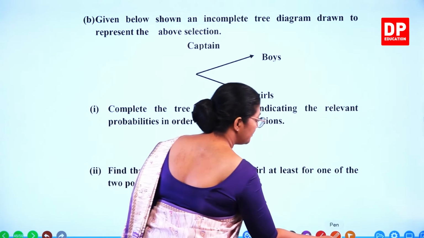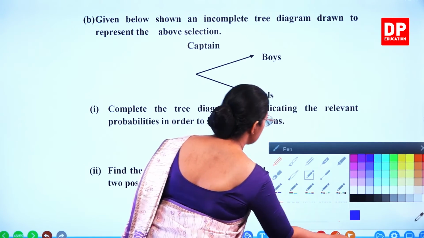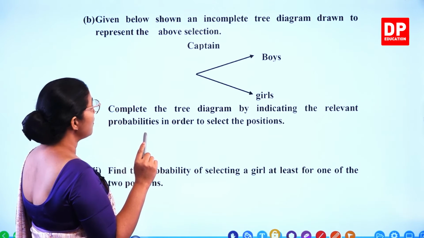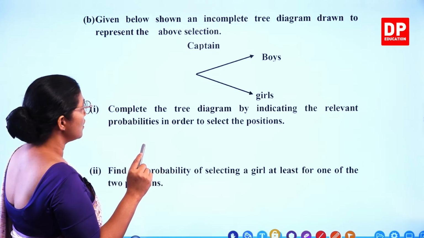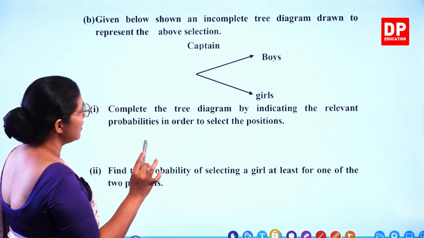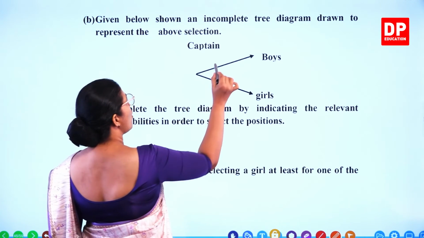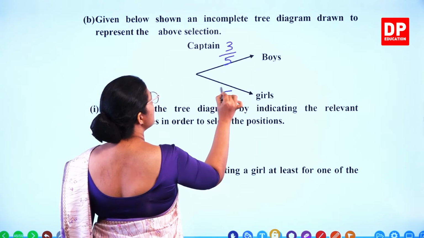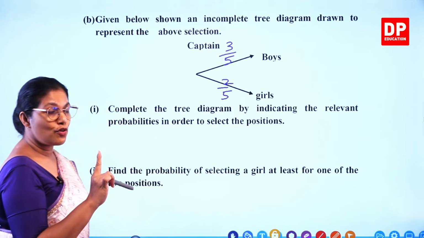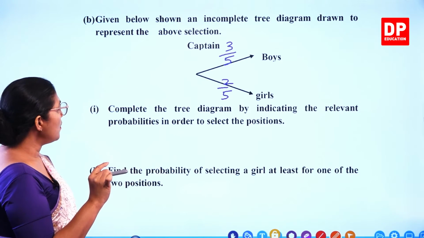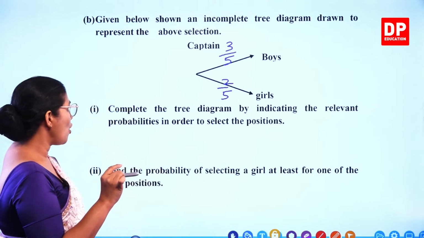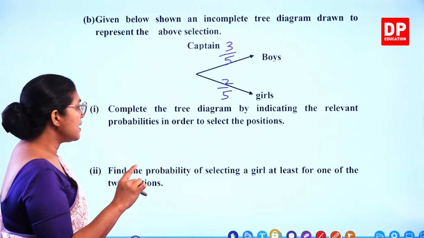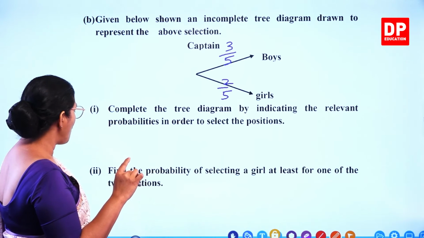Then part 3, that's the other part. Given below is an incomplete tree diagram drawn to represent the above selection. Captain, it can be boy or girl. So 3 boys are there, 2 girls, altogether 5. So the probabilities are 3 over 5 and 2 over 5. Complete the tree diagram by indicating the relevant probabilities in order to select the positions. Find the probability of selecting a girl for at least one of the 2 positions.